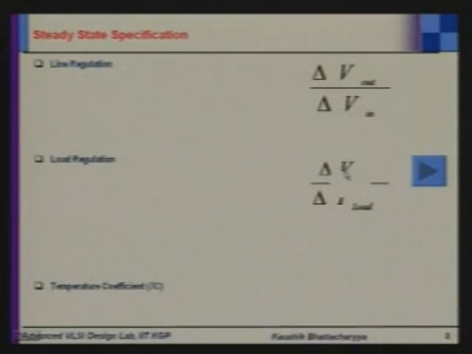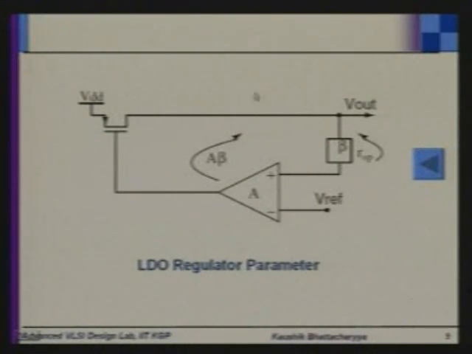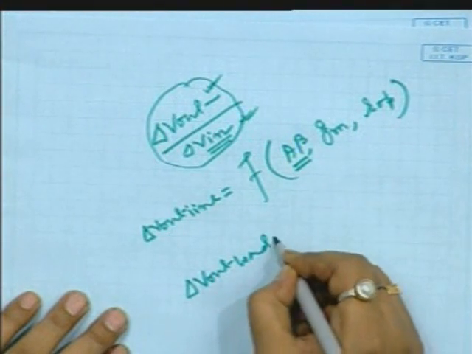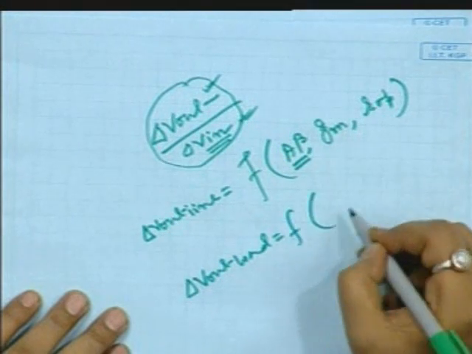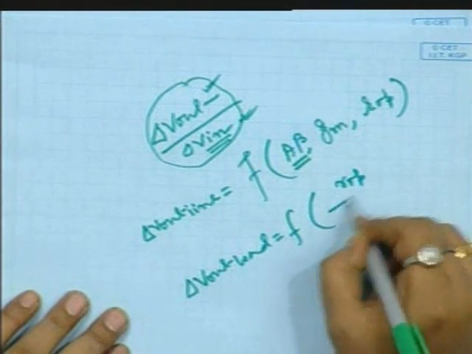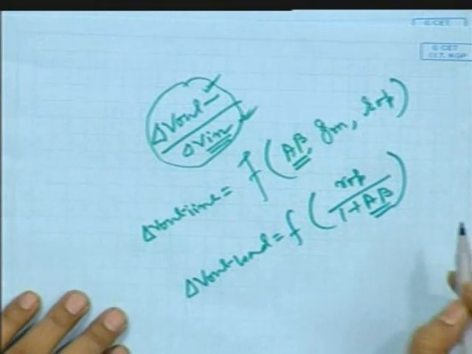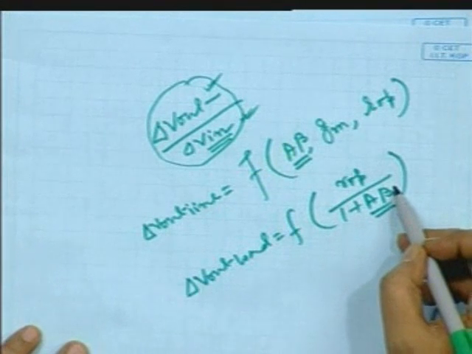Next, load regulation. Load regulation means if there is some differential change of load current, how much change occurs at the output when it reaches the steady state value. The same diagram we can use for the analysis, and you can see that V out load is a function of ROP by 1 plus A beta. That means it also depends on the factor A beta loop gain.